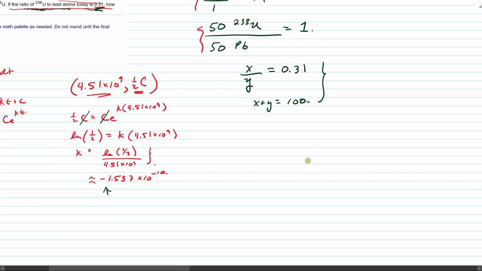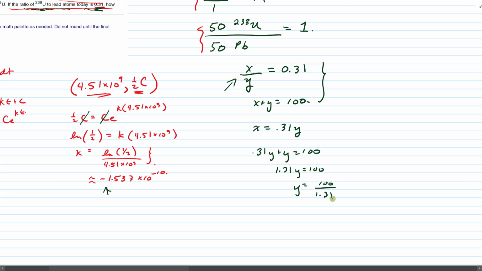All right, so I'm going to solve this system simultaneously, so we get X is equal to 0.31Y, solving this one, and then I'll substitute that into the second equation, so that gives me 0.31Y plus Y is equal to 100, or 1.31Y is equal to 100, or Y is equal to 100 over 1.31. Okay?